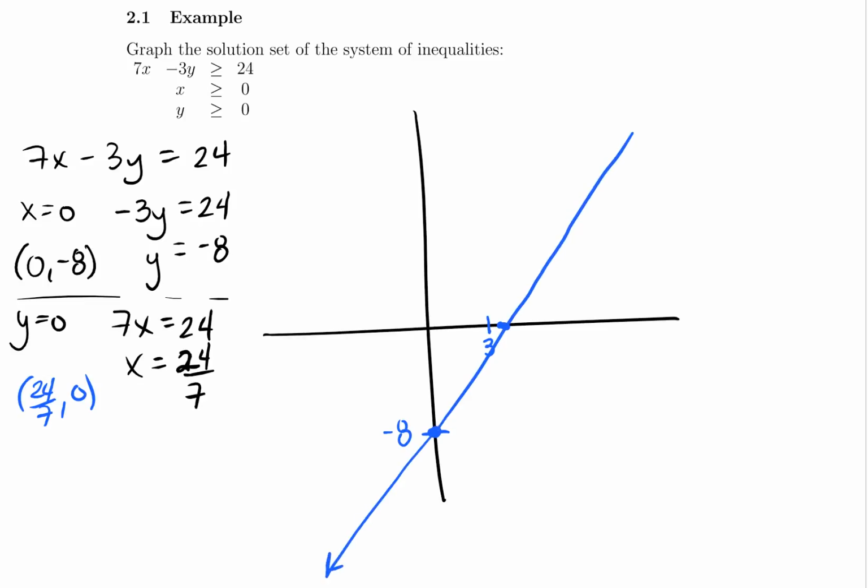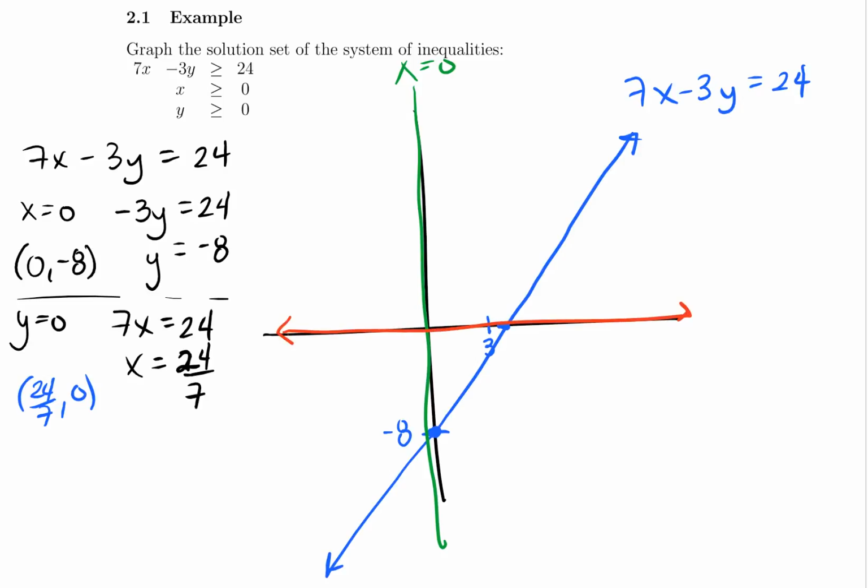Since we have greater than or equal to for the inequality, we can draw this line as a solid line. So here is our 7x minus 3y equals 24. That's the line that we've drawn. Then x equals 0 would be the y-axis, just the vertical line at the y-axis, and y equals 0 is the x-axis.